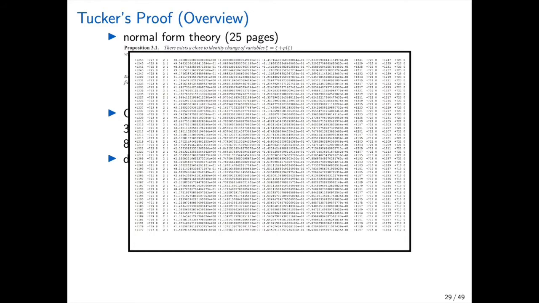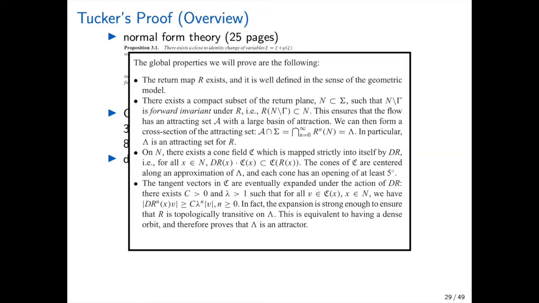And then this program spits out a list of numbers, which correspond to the numerical bounds, and that's the proof. And you say, no, but you check the mathematical part of this. So what Tucker does from all of these numbers, he concludes that the return map exists, that there's a forward invariant attracting set. There's a cone field, and vectors are expanded. Not proving that the proof is right, but verifying that it's consistent with experiments. Is that right? No. It's actually proving the theorem.